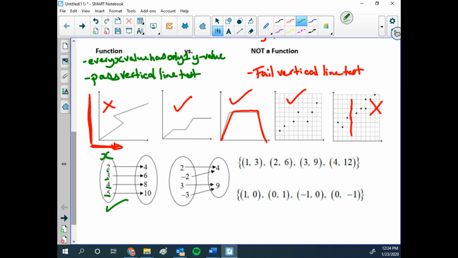If I'm unsure, sketch it out, right? This would be the point at (2, 4). There'd be a point at (3, 6), etc. What about this one, this arrow diagram? Here's x, here's y. Is that going to be a function or not a function? So remember, every x value has only one y value. Do I have a repeating x value here? No, so I'm good. That's a function.